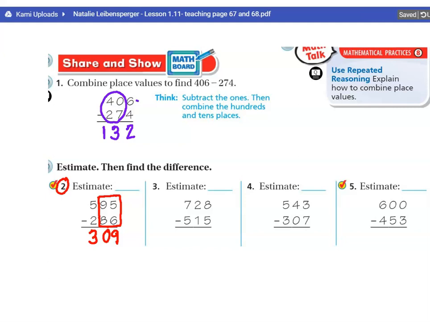Let's see if I can combine the place value for this one. So I'm going to first estimate. I forgot to do that for my last one. So I have 700 minus 500. So I know my answer is going to be around 200.